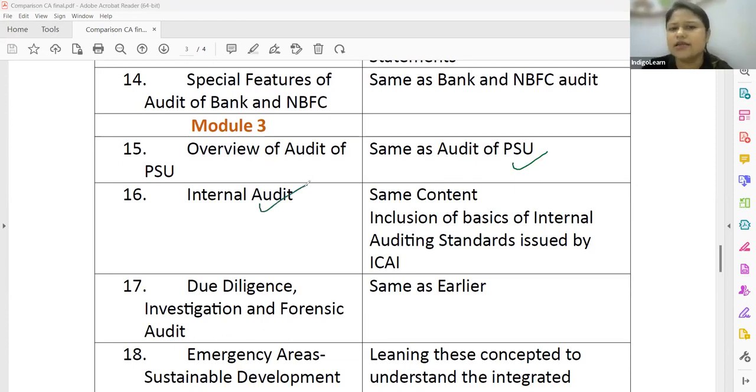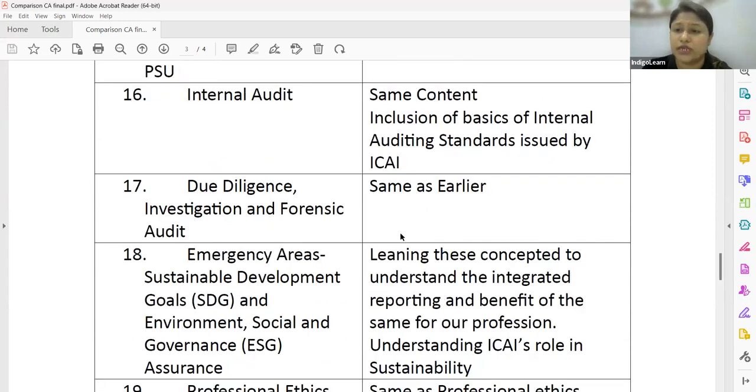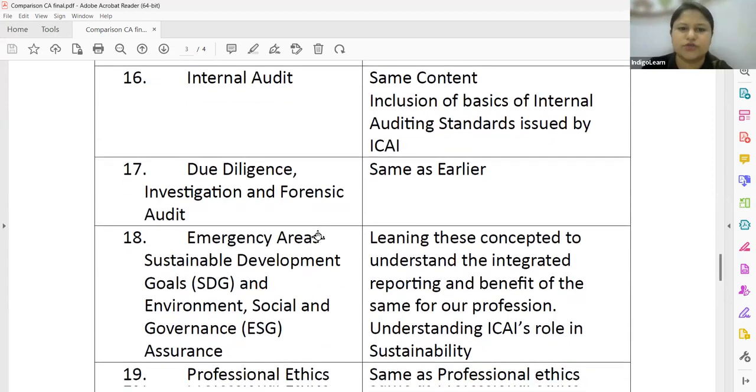Same. Internal audit, the content will remain the same, but obviously you are going to get introduced to internal auditing standards. Earlier also we got a basic understanding about the same, that continues to remain the same. But you can see management operational audit is not there. Okay, so that has been removed. Due diligence, investigation, forensic audit, because the importance is very much in today's world. So this chapter remains as it is, no change, absolutely.